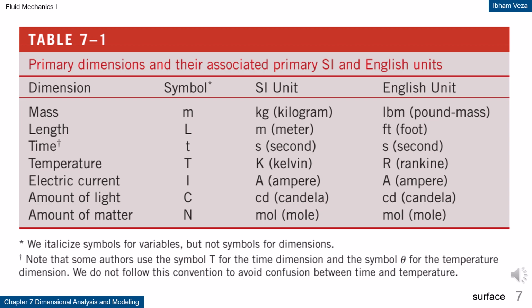Primary dimensions and units. This table summarizes the primary dimensions, such as mass, length, time, and temperature, along with their units in SI and English systems. These primary dimensions form the foundation for all derived quantities in fluid mechanics. By recognizing their symbols and units, consistency and analysis can be maintained from the beginning. Differences in unit systems do not change the underlying physical dimensions. This understanding is important when converting or comparing calculation results.